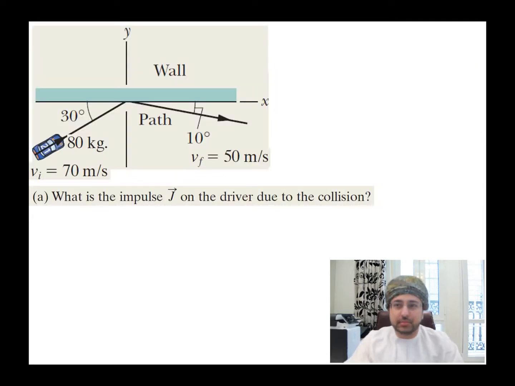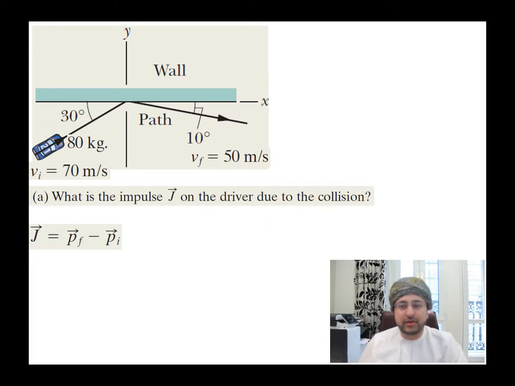Let's do a practical example. Here is a car that is going towards a wall at an angle of 30 degrees. It weighs 80 kilograms, or the person in it weighs 80 kilograms at least. And it's going with a velocity of 70 meters per second. It then hits the wall, deflects, is now away at an angle of 10 degrees, and its final velocity is 50 meters per second. What is the impulse on the driver due to the collision?